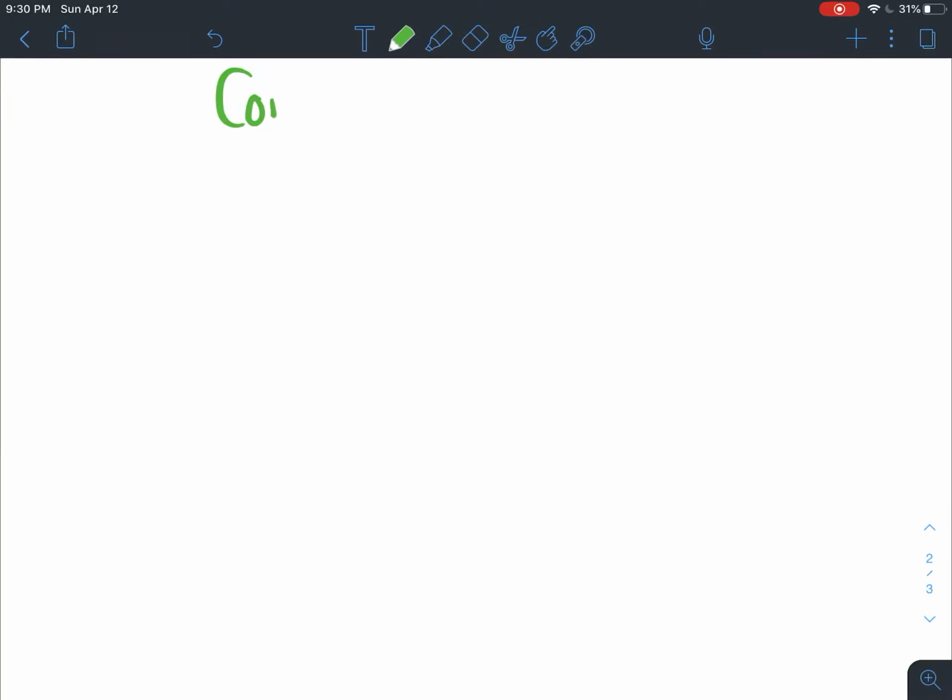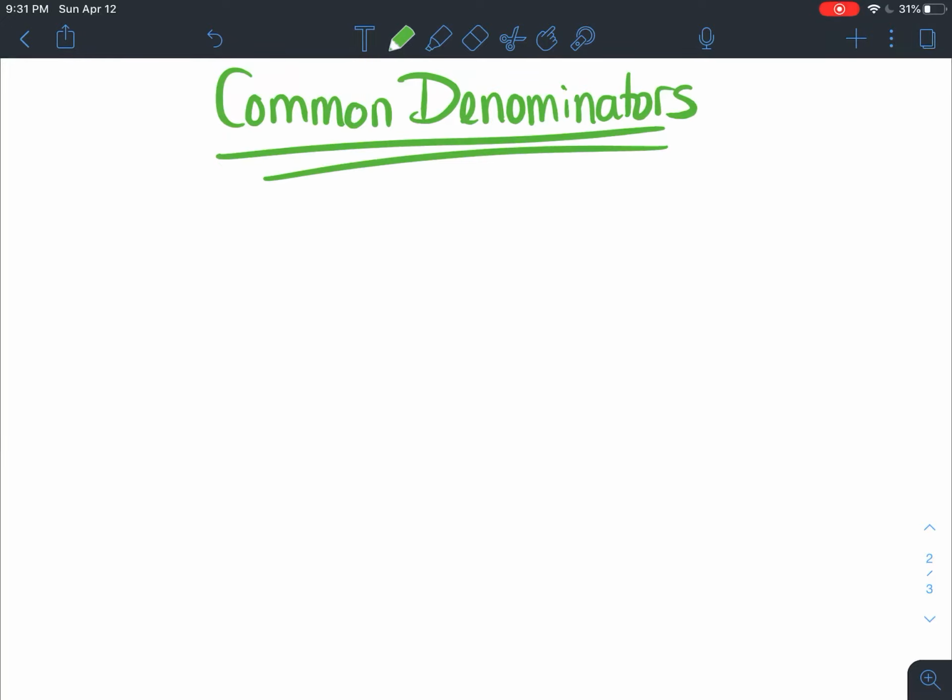Hey guys, skill practice number 2. This should be easy for you, but I just don't want you to get stuck. Common denominators. Okay, you've been doing that since middle school, so you should be really good at it. But let's just say you're not. How do you find a common denominator?